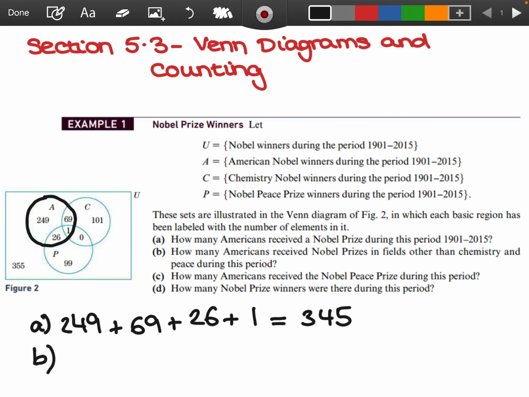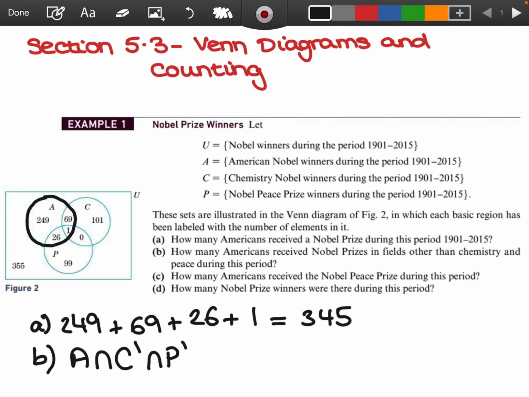The next part asks us, how many Americans received Nobel Prizes in fields other than chemistry and peace during this period? Okay. Well, we know that we're only looking at Americans here. So again, we're looking at that same circle, but we want the number of them that won a Nobel Prize that was not chemistry and was not peace. What we are technically looking at here is the set of Americans intersected with those that are in the complement of the chemistry set, intersected with those that are in the complement of that Nobel Peace Prize set.